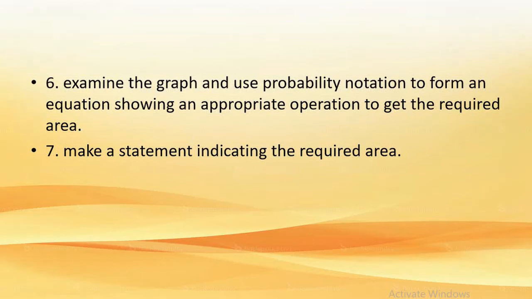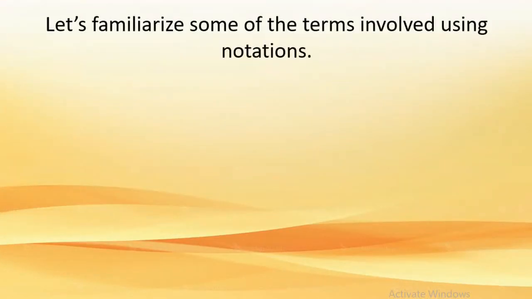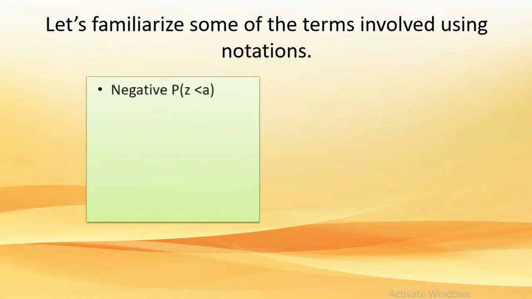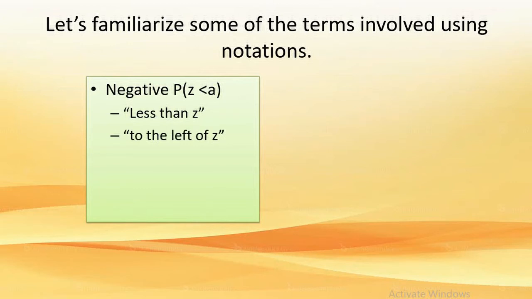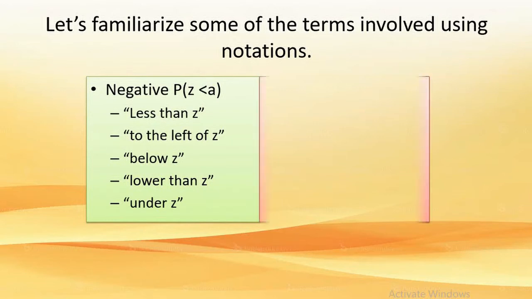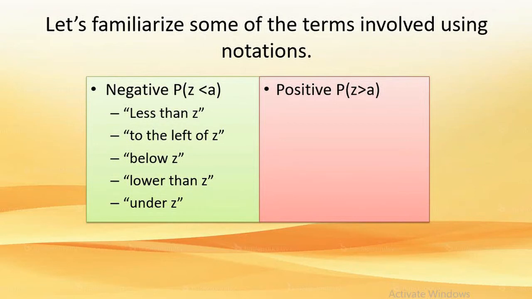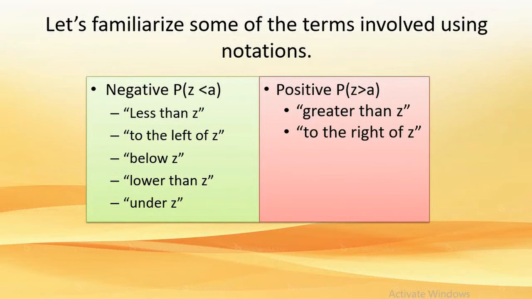Number 7, make a statement indicating the required area. Let's familiarize ourselves with some of the terms involved using notations. For P(Z < A), this means less than Z, to the left of Z, below Z, lower than Z, under Z. For P(Z > A), this means greater than Z, to the right of Z, above Z, more than Z, at least Z.